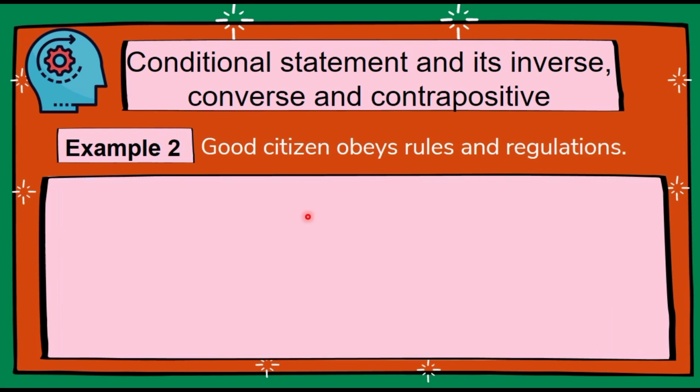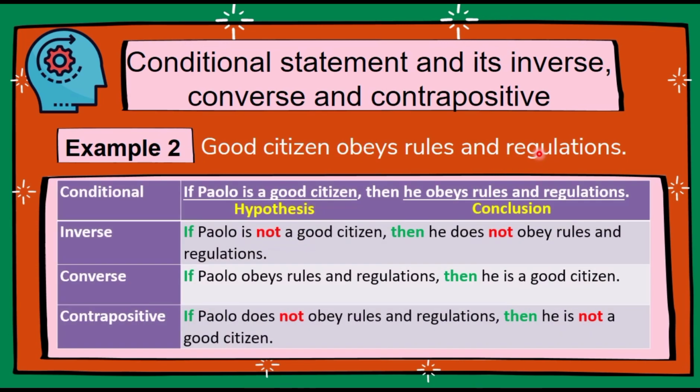Okay, let's have another example of translating conditional statements to other forms of conditional statements. Example number 2. Good citizen obeys rules and regulation. So it is important for us to obey rules and regulation. So we must be a law-abiding citizen. So how can we convert this conditional statement to other forms of statement? Okay, let's look at the table. Conditional. If Paulo is a good citizen, then he obeys rules and regulation.